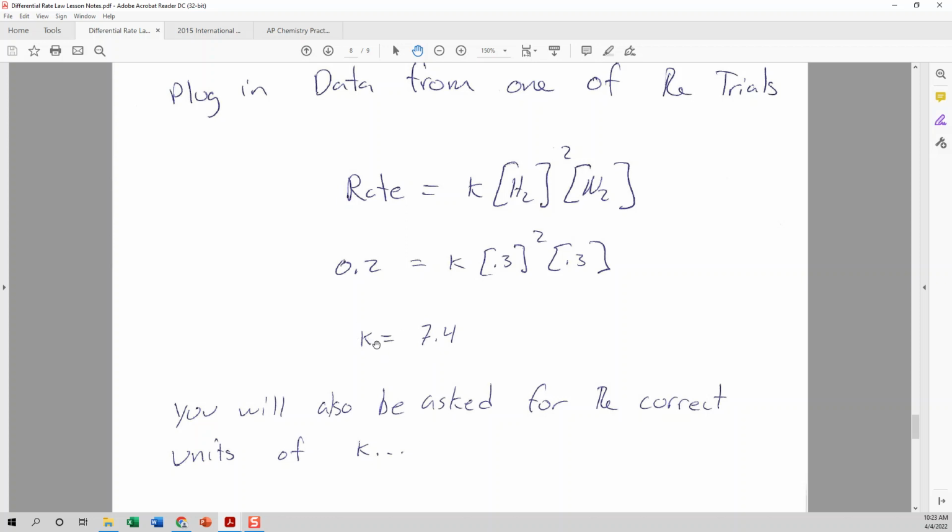But remember, this k is not the same thing as the equilibrium constant. It's the rate constant. They're different things.